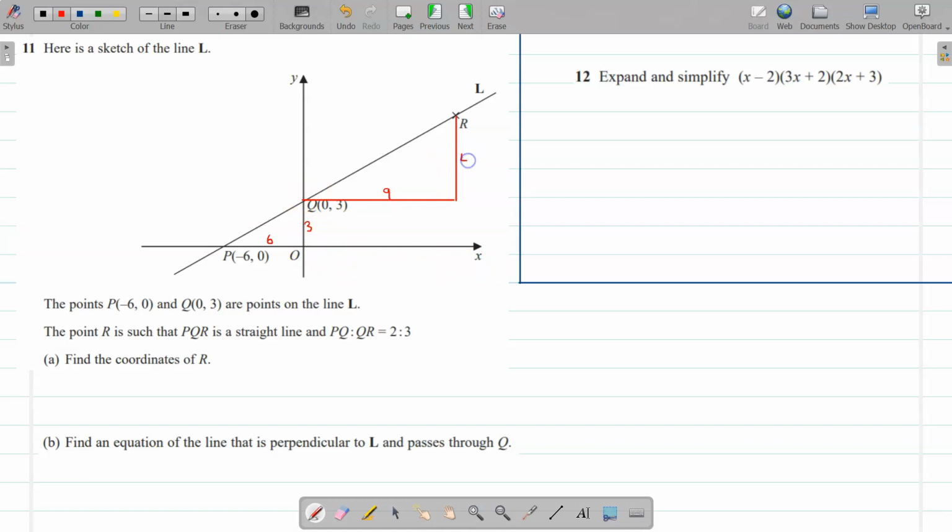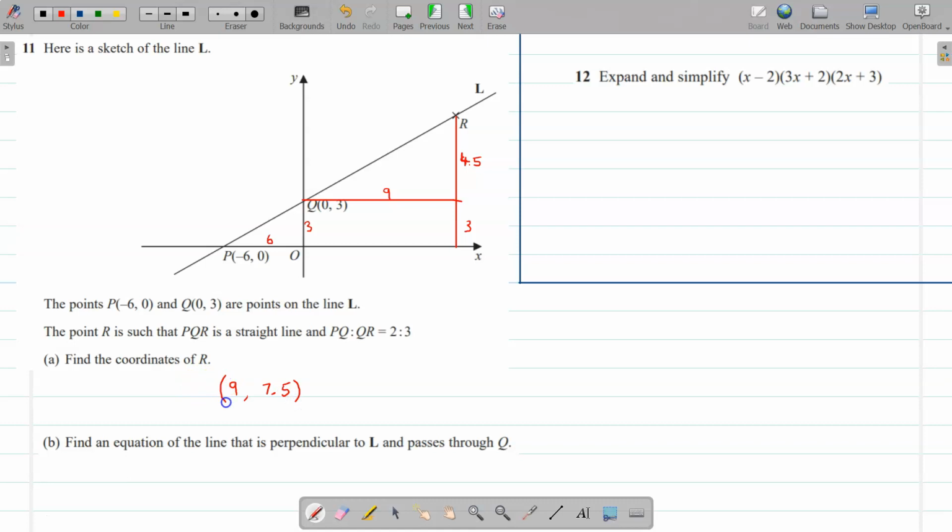This must be 4.5. So it's quite easy to see that the coordinates of R are 9 along and a total of 7.5, because this bit here is 3. If I just finish that diagram off like that, then I've got a 3 and a 4.5 added together to give me 7.5 as the y coordinate. So I can see that the coordinates of R are 9 and 7.5.